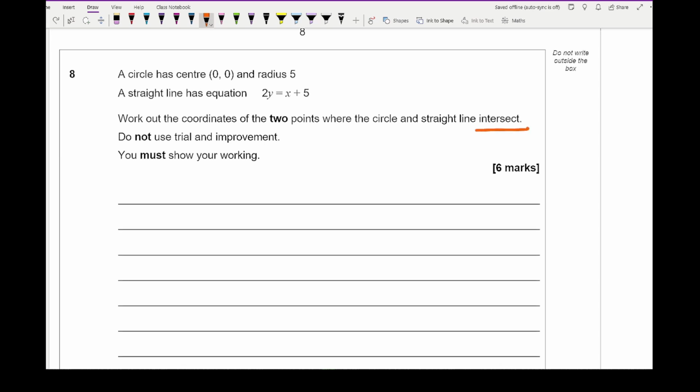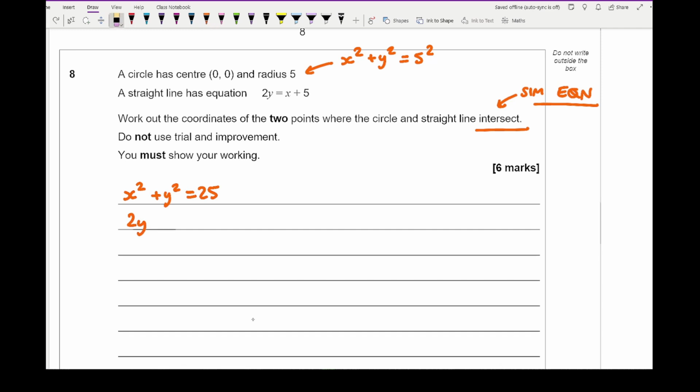Now whenever you've got two things intersecting, particularly on a graph, then we need to think of simultaneous equations. With simultaneous equations I need two equations. Now if I've got a centre of 0, 0 and a radius of 5, then that is going to have an equation of x squared plus y squared equals 5 squared. So my two equations are x squared plus y squared equals 25, and 2y equals x plus 5.